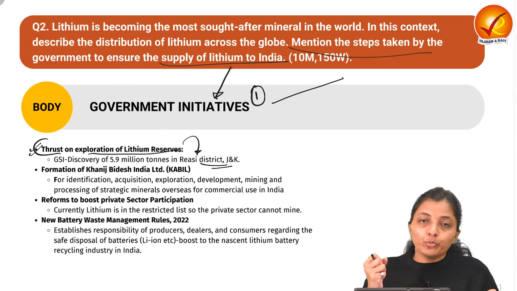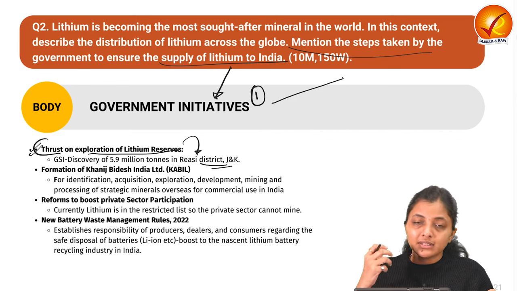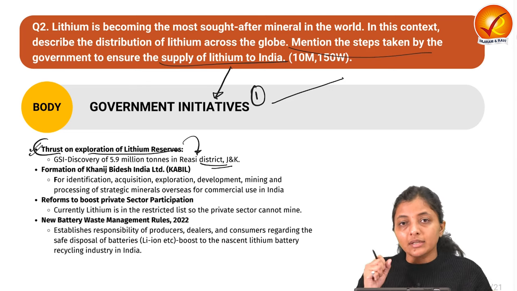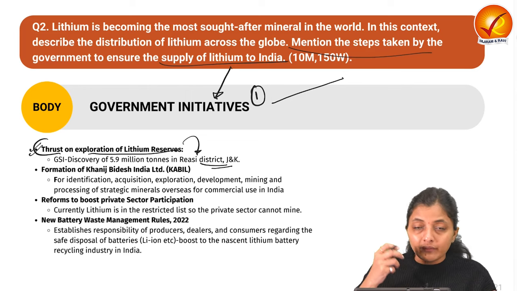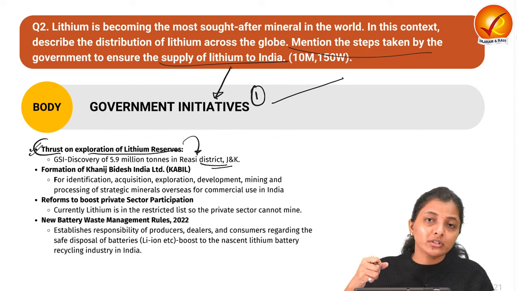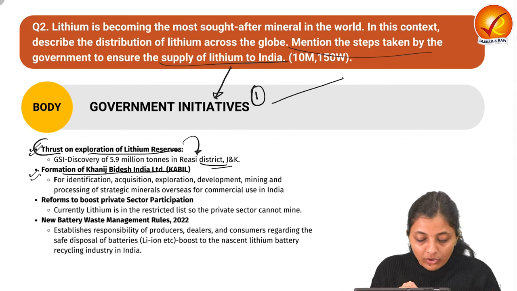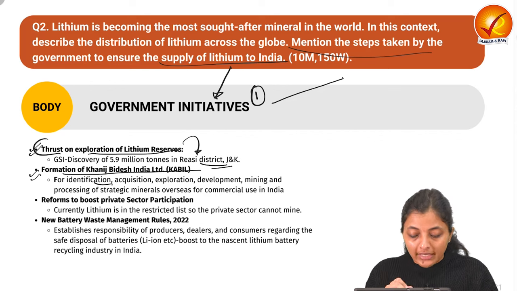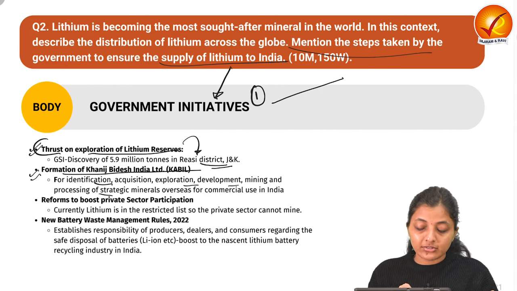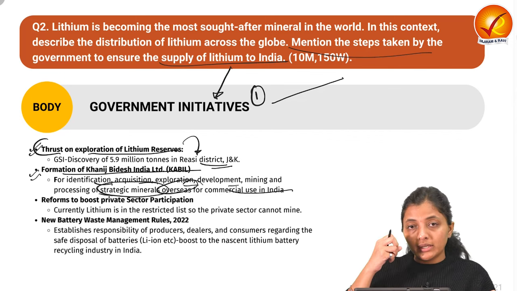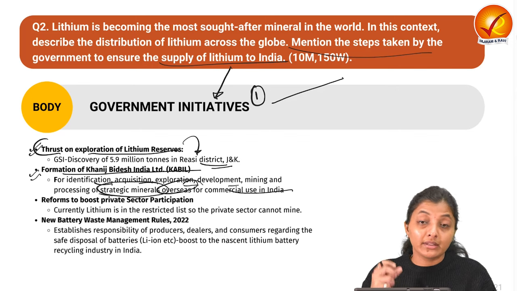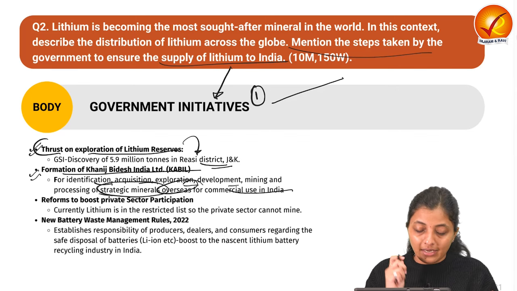Next, as we are import dependent, there is some international collaboration with countries like China, Australia and the ABC triangle. India is importing from these countries as well. So we can also take a stake in the acquisition of mines over there. For that, India has formed Khanij Bidesh India Limited for identification, exploration, acquisition, development, mining and processing of strategic minerals overseas for commercial use in India, so that we are not just importing, but also mining over there and developing mines in other countries as well. This is international collaboration in this regard.